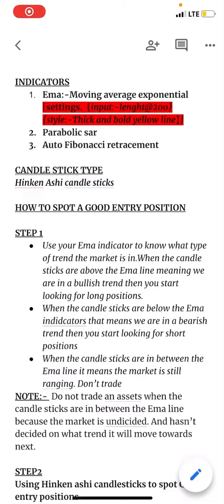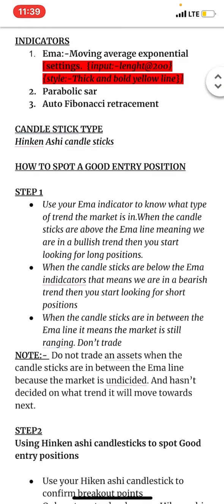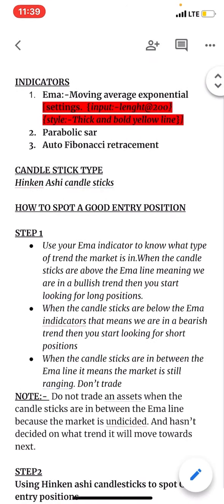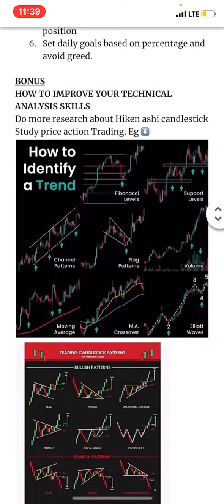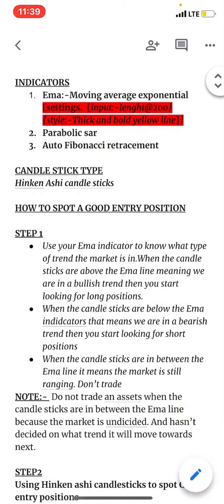Good morning, guys. Today I'll be giving you a full course on technical analysis, everything you need to know: how to enter a trade, how to exit, how to become a responsible trader, risk management, and so on. This is the guide that I'll be using to teach you all. You can see indicator setup, the candlestick type we are using, how to spot good entry points, and the rest. Let's head on to TradingView, please.